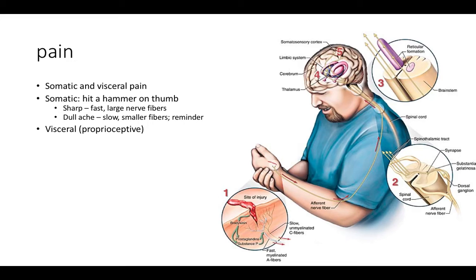Visceral pain I talked about is proprioceptive: stomach ache, earache, injured joints or bones. These kind of alert us to something's wrong inside.